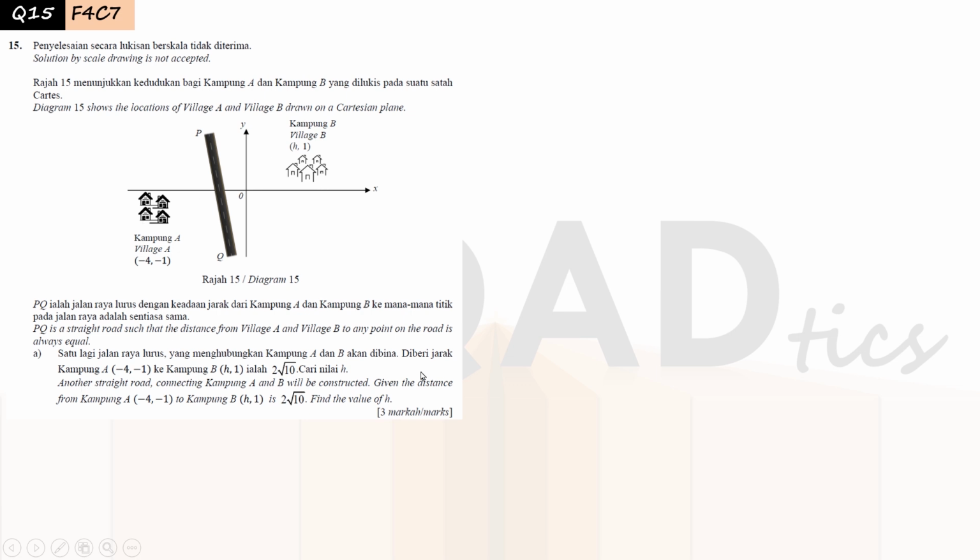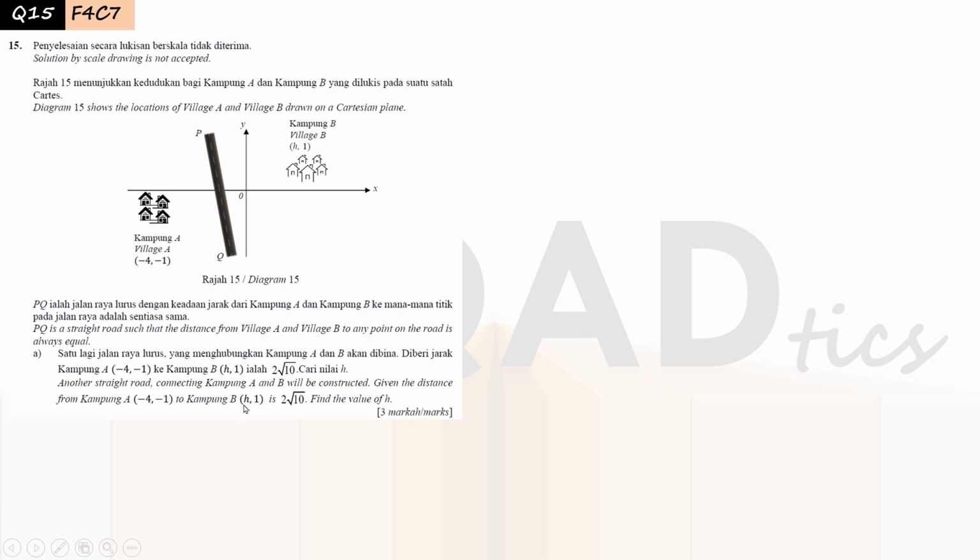Alright, and then it says that the distance between these two kampong is 2 square root 10. So now we need to find the value of h. So h is the x coordinate of kampong B. Since it gave us the distance of these two kampong, what we can do to find h is to use the distance formula. So we are going to gather all of the information that we have, substitute into that formula, and find the value of h. Okay, so for the distance formula, very easy.